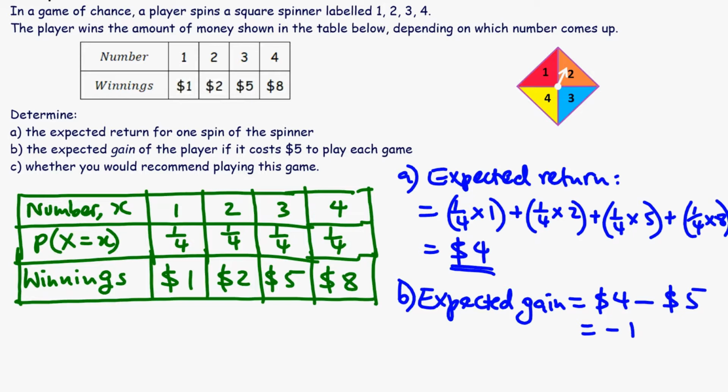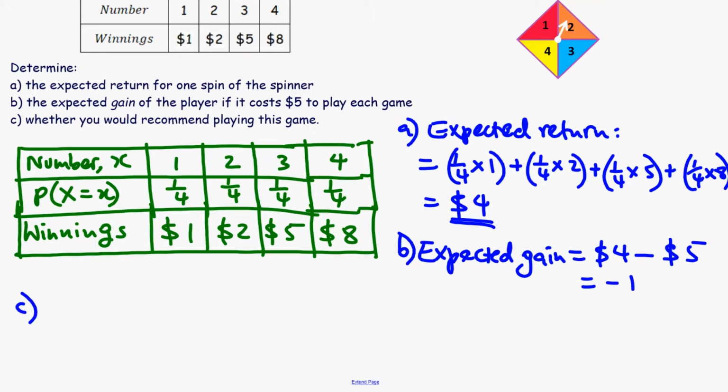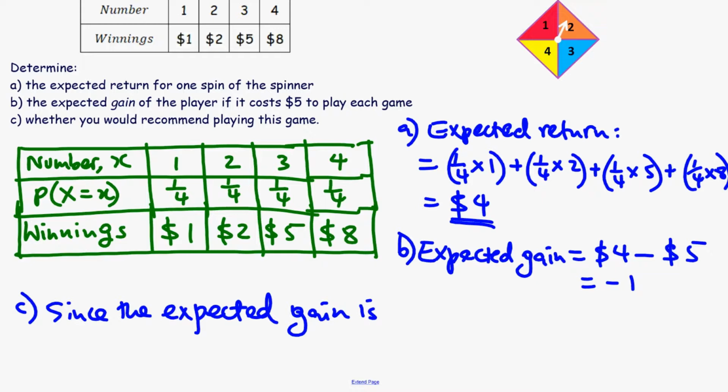Now, part C of this question, we're asked to determine whether you would recommend playing this game. Of course, you won't, because the game is just not fair. So, part C, we can say, since the expected gain is not equal to 0, the game is not fair.